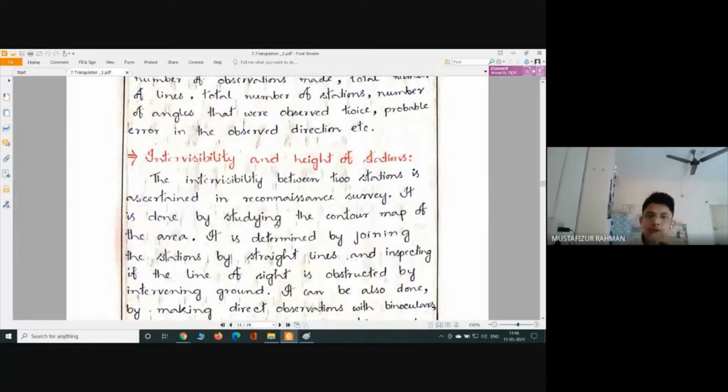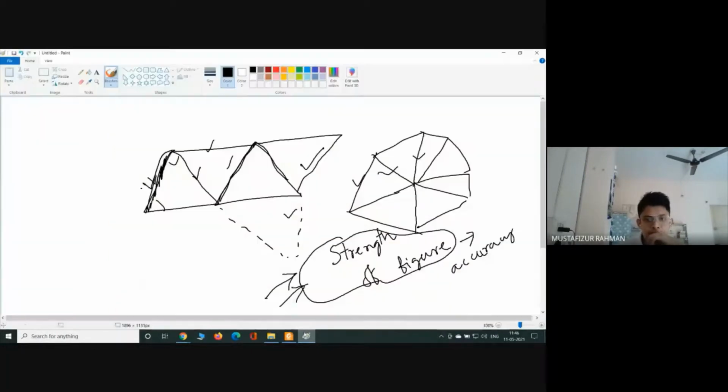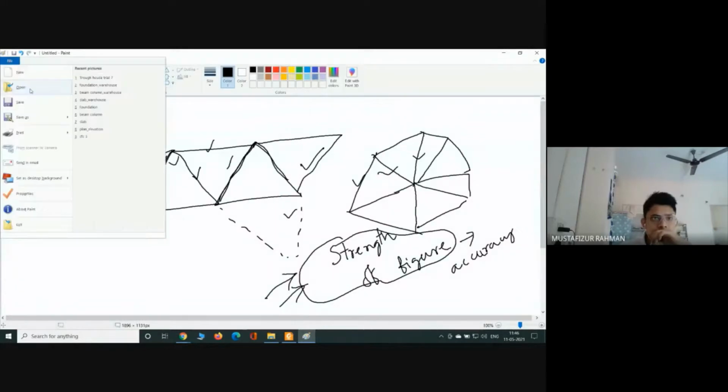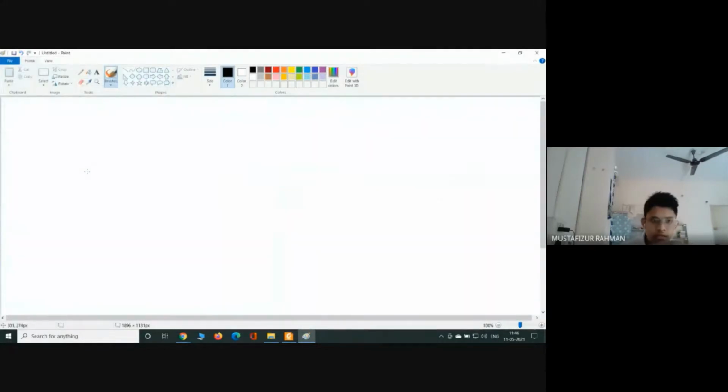Then we will come to the point of intervisibility and height of station. If we are carrying out measurement between 2 points like this, now this part is important. We have, say for example, these three stations. Now, first we need to measure the distance between these two, right? Now we have to measure the angle between this and this, this and this, and this and this. All these angles are to be measured.